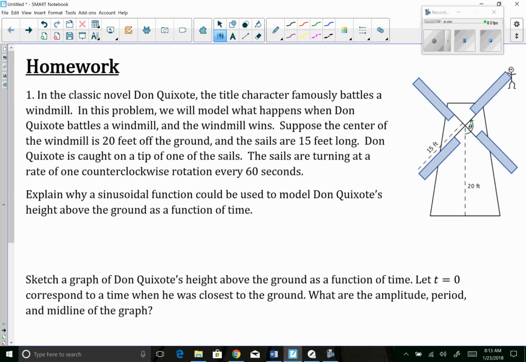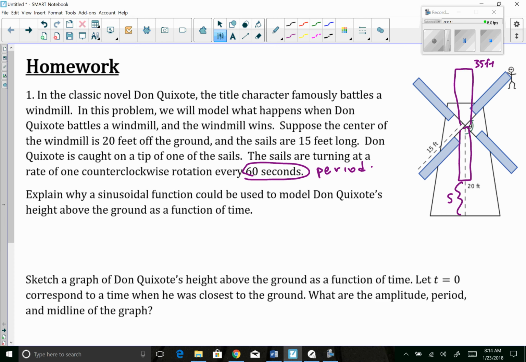So essentially when this sail is at the base, it's going to be 5 feet off the ground. And when the sail is at the top, or the actual maximum peak, it's going to wind up being 35 feet off the ground. It says the sails are turning at a rate of 1 counterclockwise rotation every 60 seconds. So that right away is important. That's giving us our period. So we know the minimum height, we know the maximum height, we know the period. So we can go through and determine a lot of information just from that piece of the puzzle.